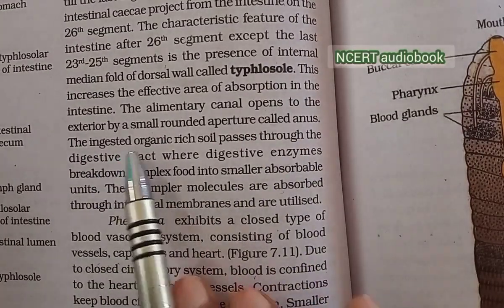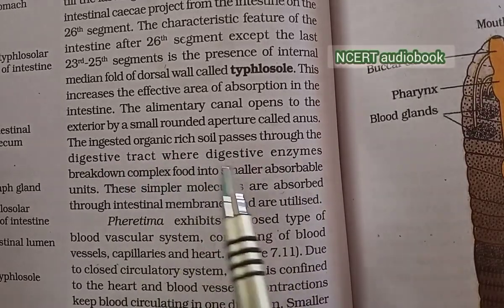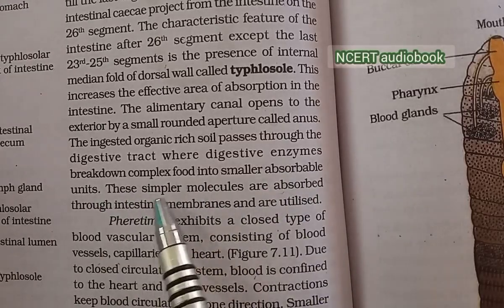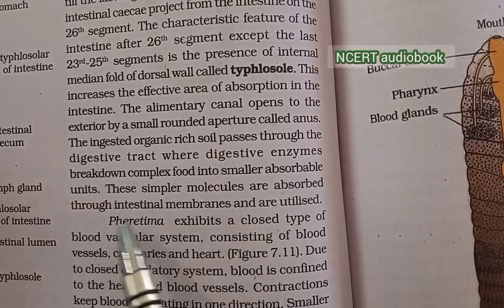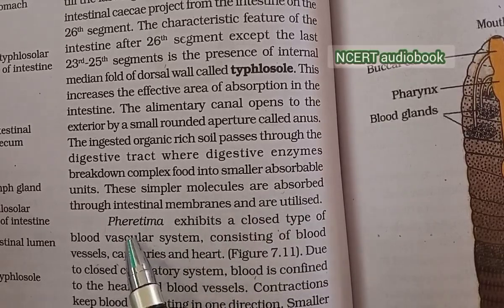The ingested organic-rich soil passes through the digestive tract, where the digestive enzymes break down complex food into smaller absorbable units. These simpler molecules are absorbed through the intestinal membrane and are utilized.